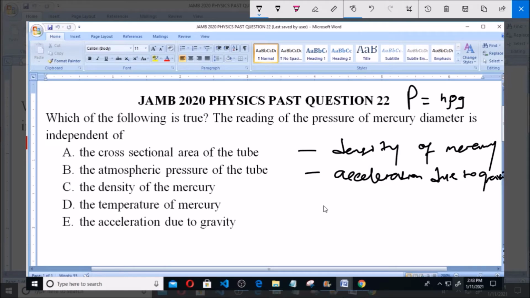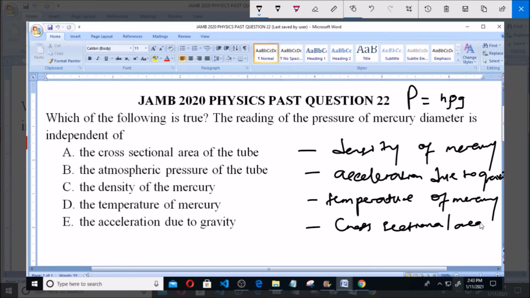And it can also be affected by the temperature of mercury. Remember, we're using it to measure temperature, so the temperature of mercury will also affect the pressure of the mercury. Then it is also affected by what? By the cross-sectional area of the tube. Now, it is not affected by the atmospheric pressure.